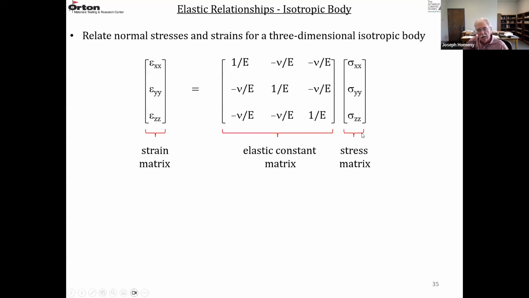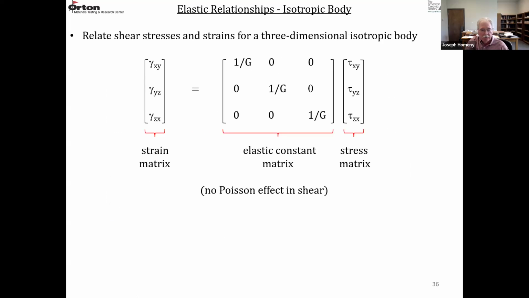So you can put this in matrix form: the strain matrix, the elastic constant matrix, and a stress matrix. These are normal stresses and strains. So you simply multiply this first line by this column to get epsilon xx. You multiply the second row by this column to get epsilon yy. And you multiply this row by this column to get epsilon zz.